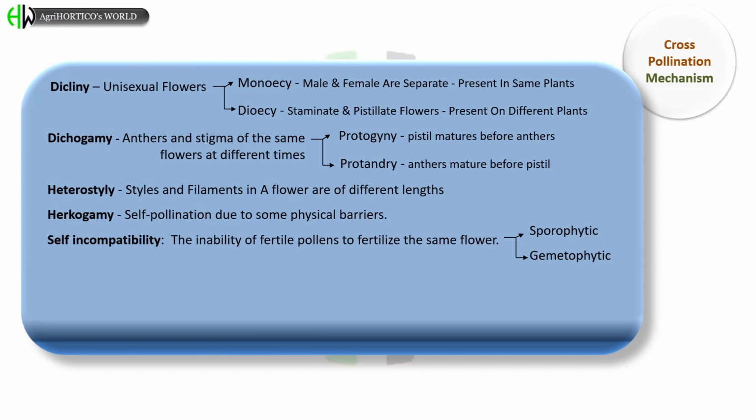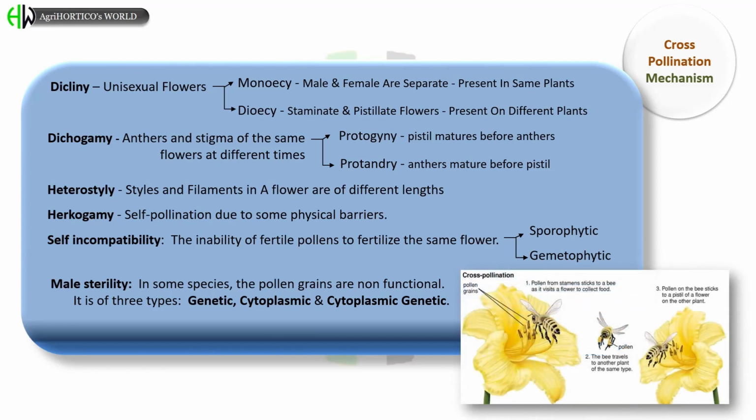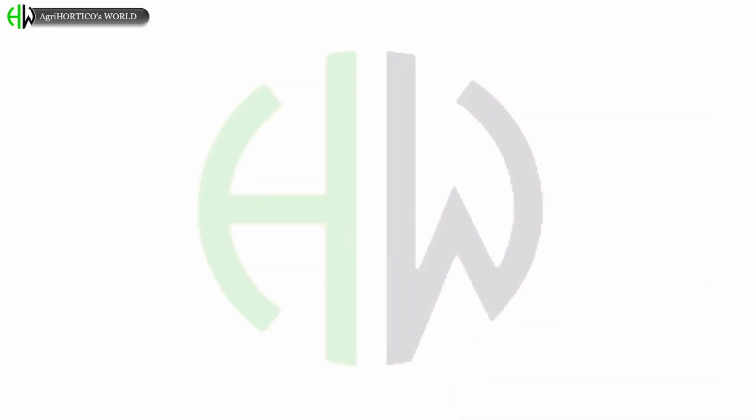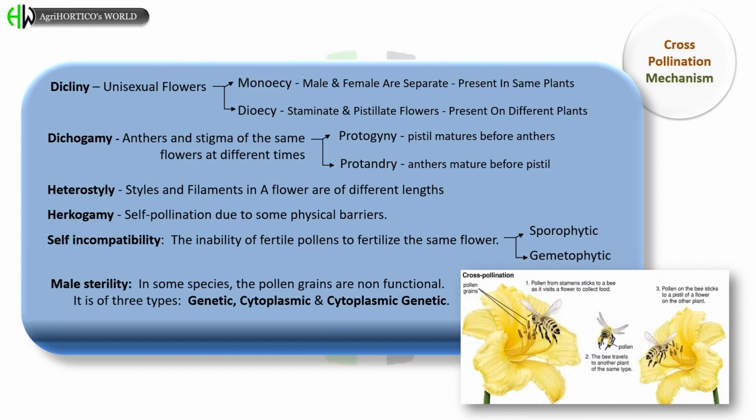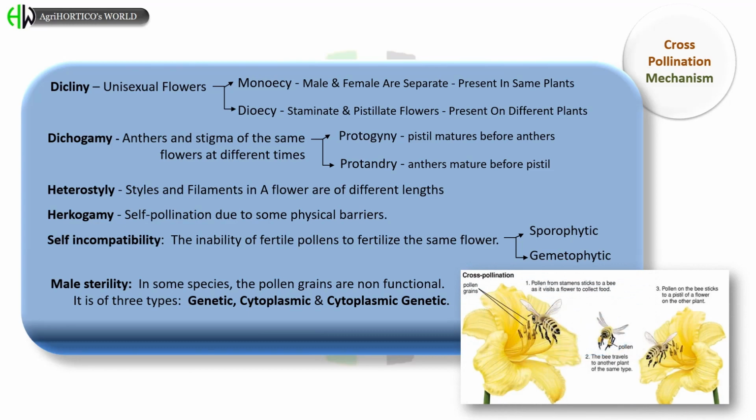Next, heterostyly. In this, styles and filaments in a flower are of different lengths. And herkogamy, where self-pollination is prevented due to some physical barriers. Then self-incompatibility. It is the inability of fertile pollen to fertilize the same flower, which is of two types: sporophytic and gametophytic. Finally, male sterility. In some species, the pollen grains are non-functional. It is of three types: genetic male sterility, cytoplasmic male sterility, and cytoplasmic genetic male sterility.